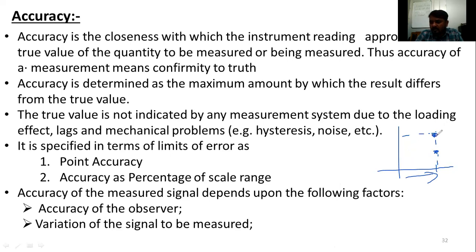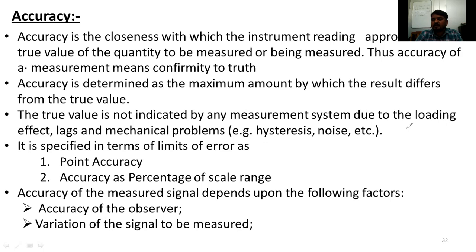And one more thing: this is our standard point. For some input, suppose we get the output before reaching that point. Is this accurate? No. So the surrounding of that point is what is mentioned; somewhere around here means closeness to the true value. That is called point accuracy, where we compare with one particular point.